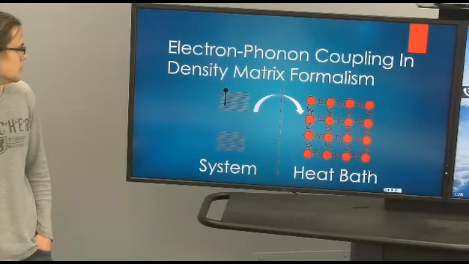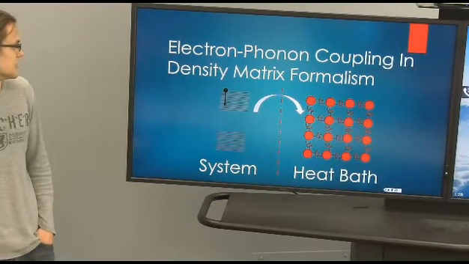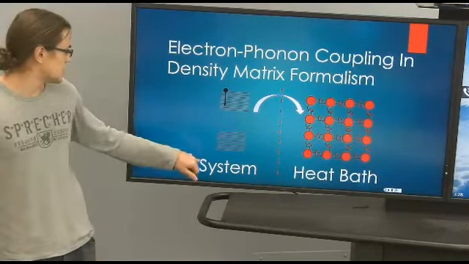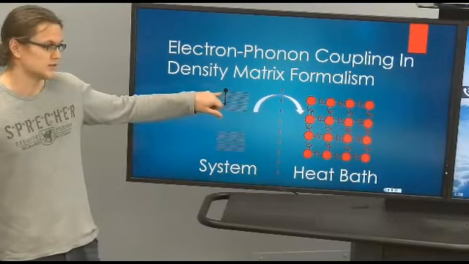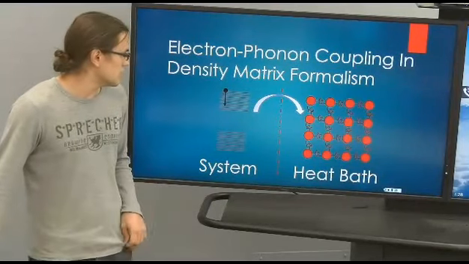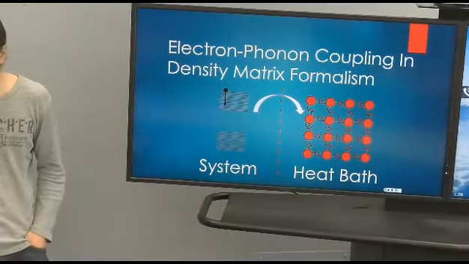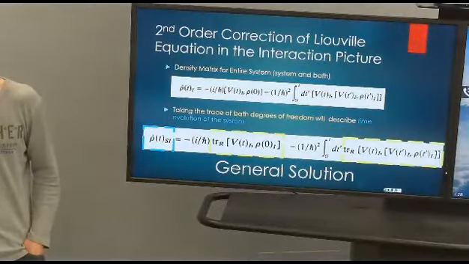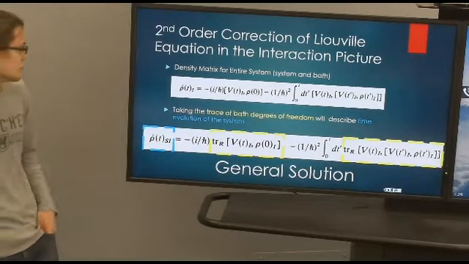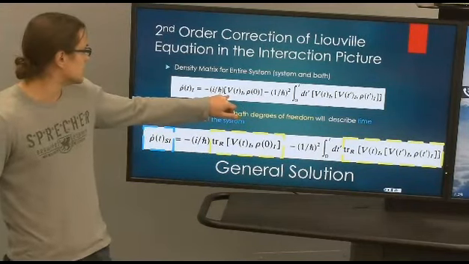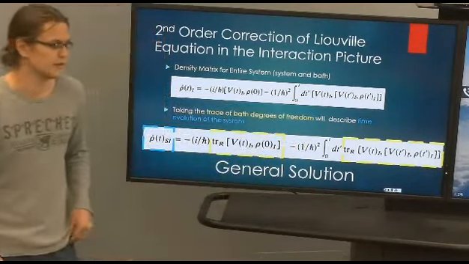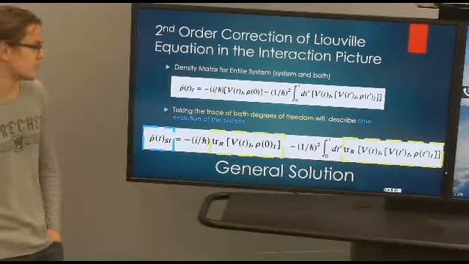Now we'll use them to get our dissipation rates for electron-phonon coupling in the density matrix formalism. The electron will be our system, in some out-of-equilibrium state, relaxing and giving energy to an ensemble of harmonic oscillators, which is represented by the lattice there. First we start off with the Liouville equation and the second-order perturbative correction. This first term is just our regular Liouville equation, and the second term provides our dissipation rates, as the second-order perturbative correction.